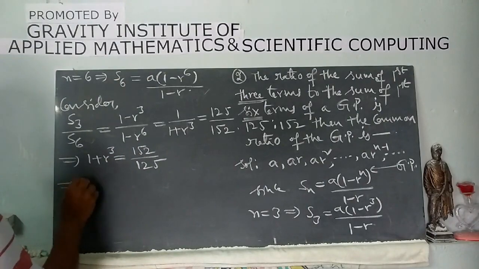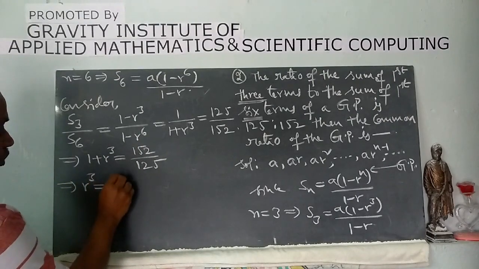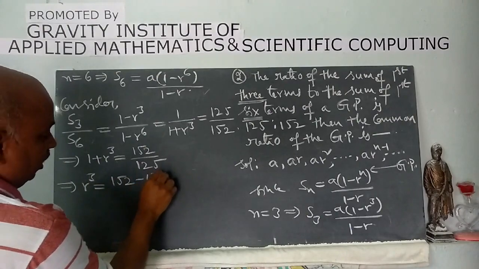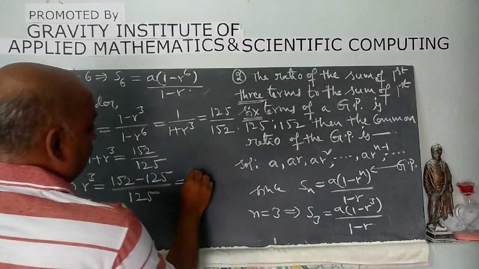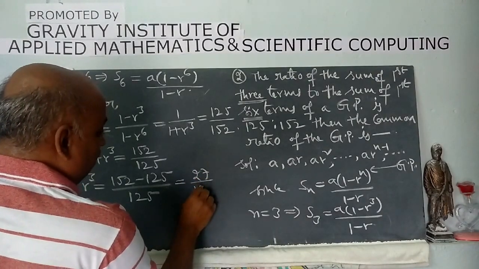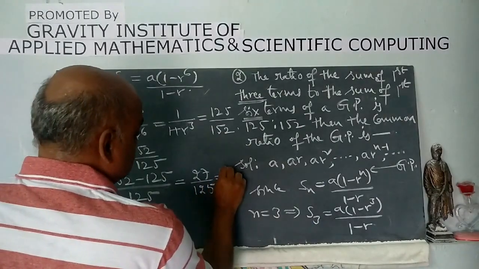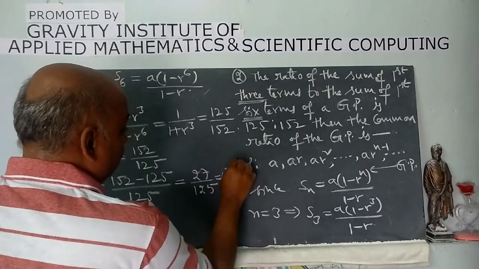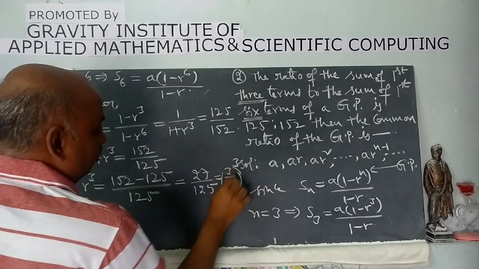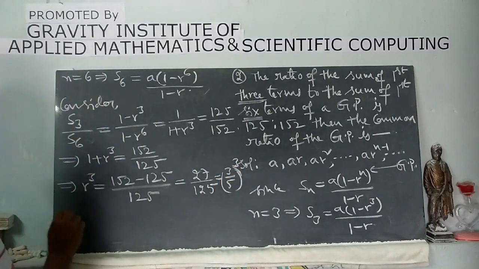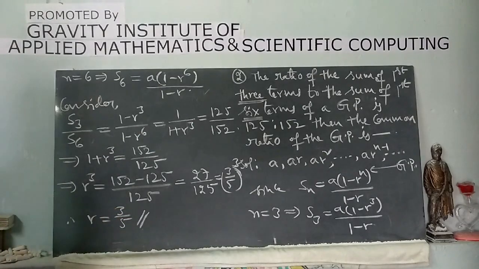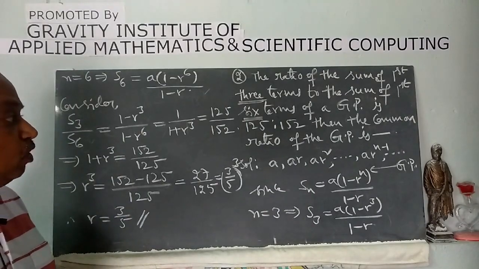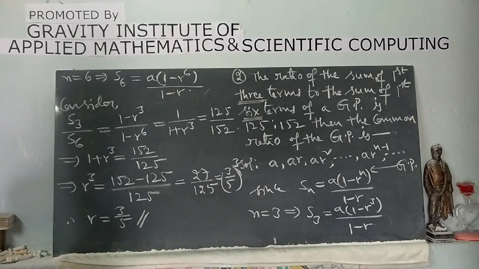125. This implies R cube is equal to 152 minus 125 by 125, which is equal to 27 by 125. This is equal to 3 by 5 whole cube. So R is equal to 3 by 5. The common ratio of the GP is R, that is equal to 3 by 5.